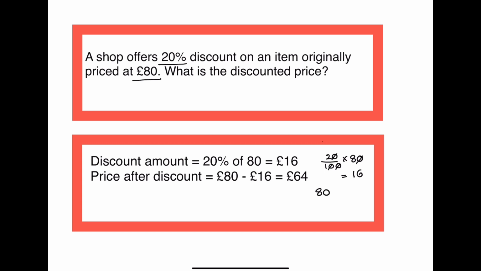And now we take away 16 pounds from the original amount 80 pounds. We'll get 64 pounds. So the price after the discount is 64 pounds. The answer is 64 pounds.